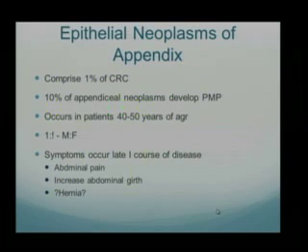1:1 male to female ratio. Symptoms usually occur late in the course of disease, until you have pseudomyxoma sufficient to cause abdominal distension or abdominal pain.